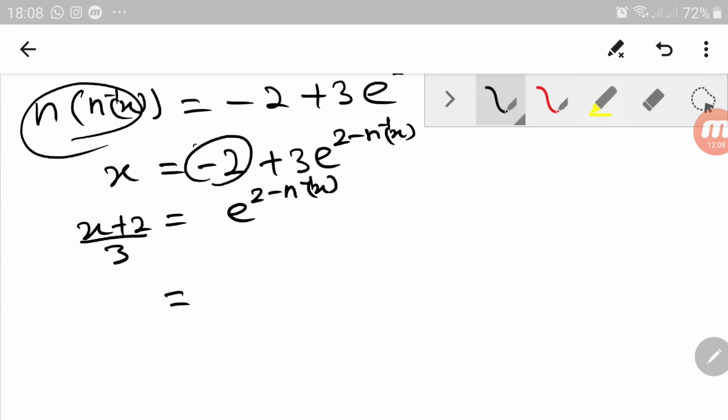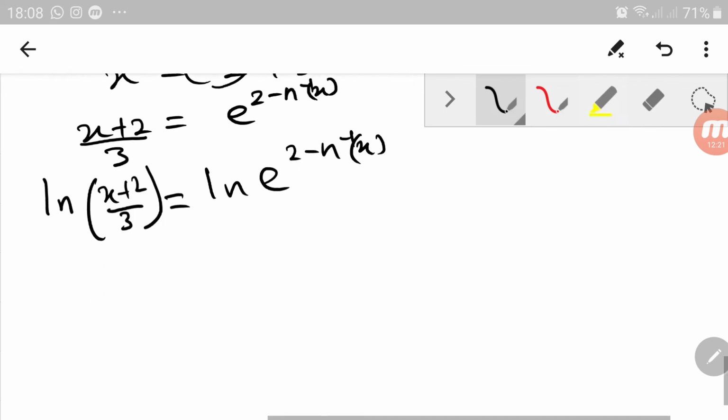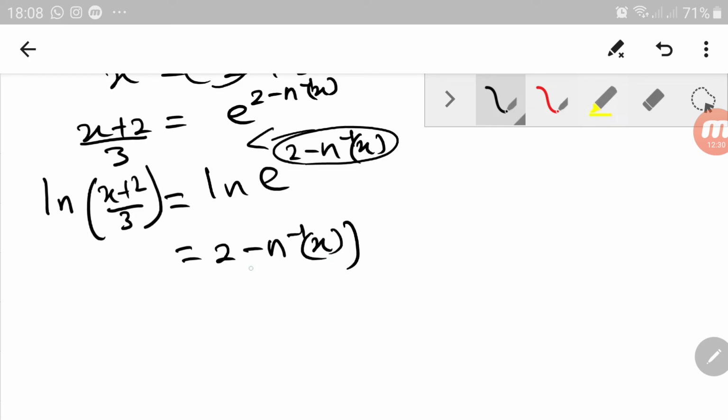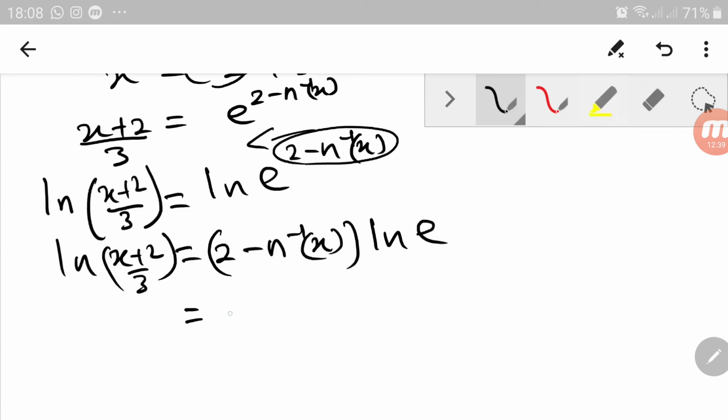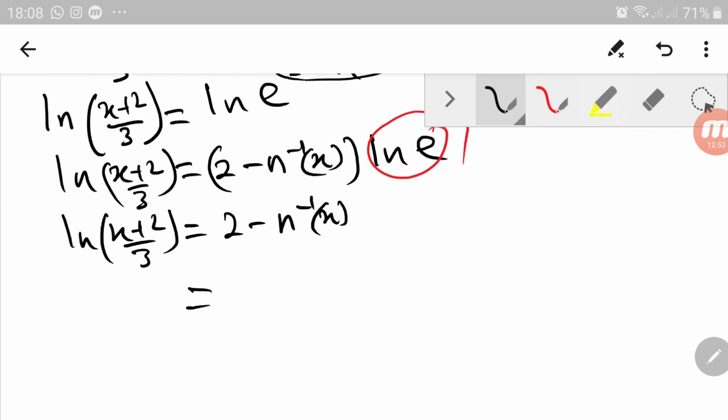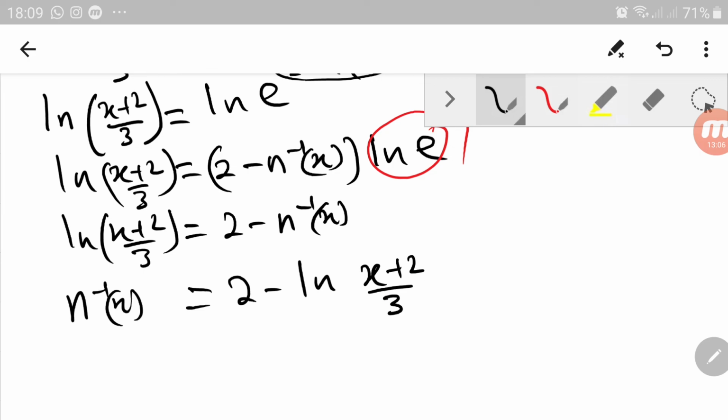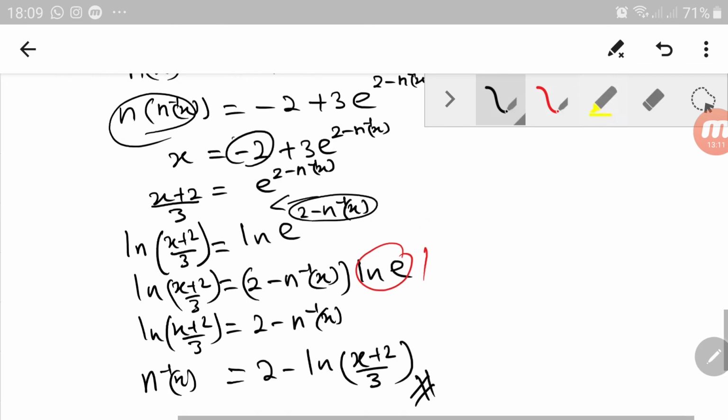What we want is take log both sides. Since that's an e, so we take the natural log of it. So ln of (x plus 2 over 3) equals ln of exponent 2 minus n inverse x. Okay, and then this power can go in front of the ln e, so we have 2 minus n inverse x, put bracket, times ln e. Since ln e is 1, we have ln of (x plus 2 over 3) equals 2 minus n inverse x. Then make it n inverse x equals 2 minus ln of (x plus 2 over 3). So this is the inverse for exponent.